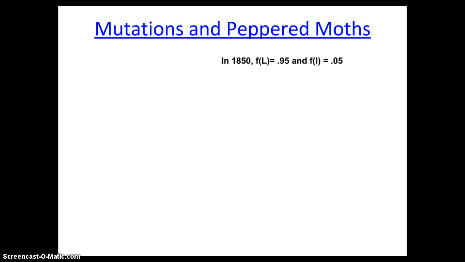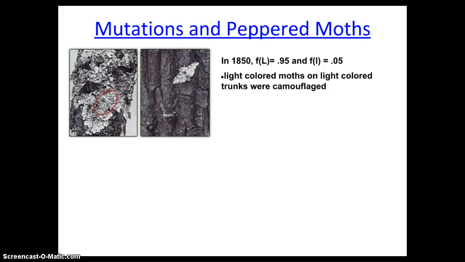They talked about the peppered moths in Crash Course. If you haven't seen that yet, you should. In 1850, it was really common: light-colored moths lived on light-colored tree trunks, so it worked really well for them. They lived with this lichen, and everything worked well to be light-colored. If you were a dark moth on the light color, you didn't do so well.